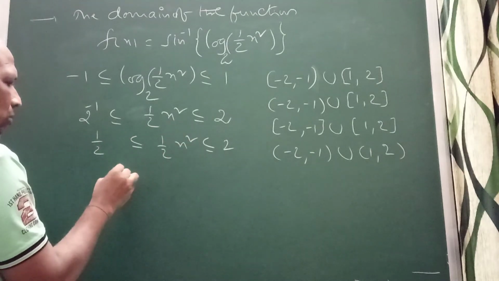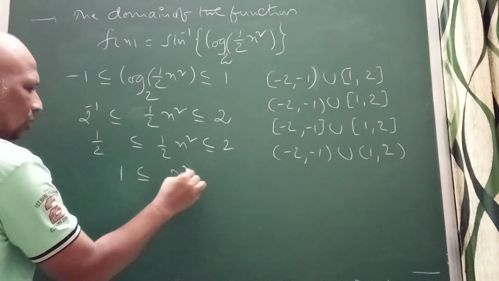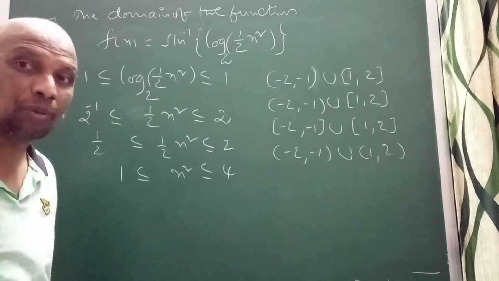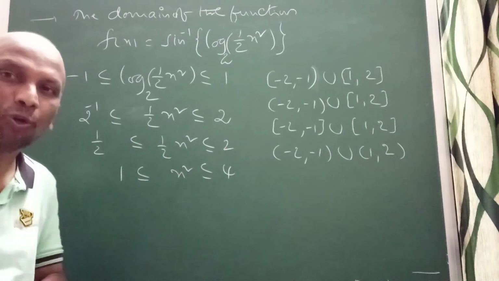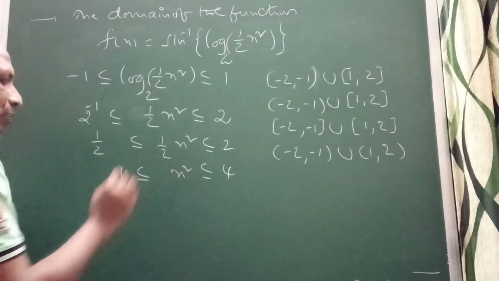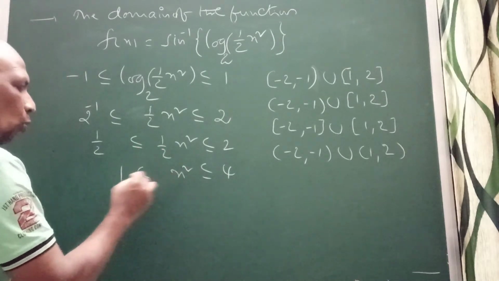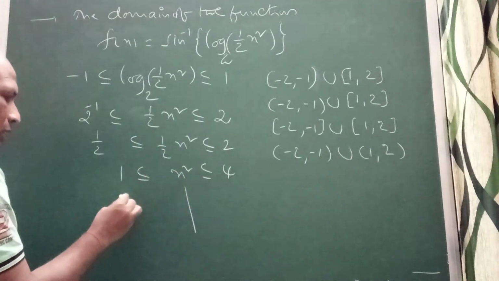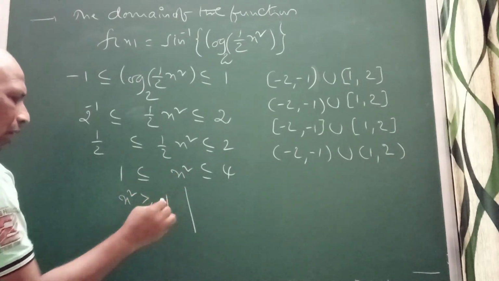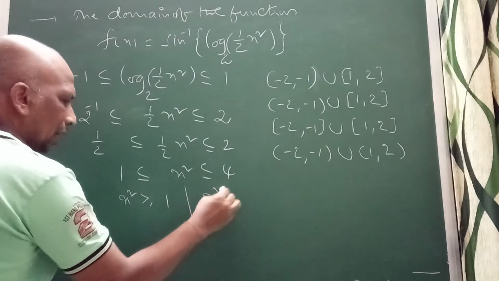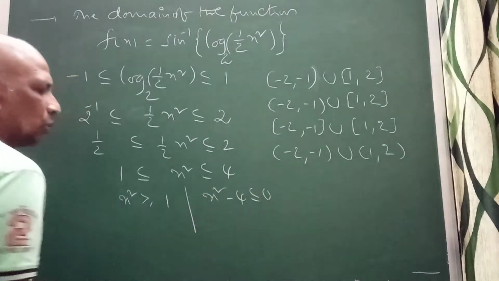Multiply with 2. If you multiply with 2, 1 less than or equal to x square less than or equal to 4. Now you can split here. This way I can split here. 1 less than or equal to x square, so that means I can write x square greater than or equal to 1. This one, x square minus 4 less than or equal to 0, right?